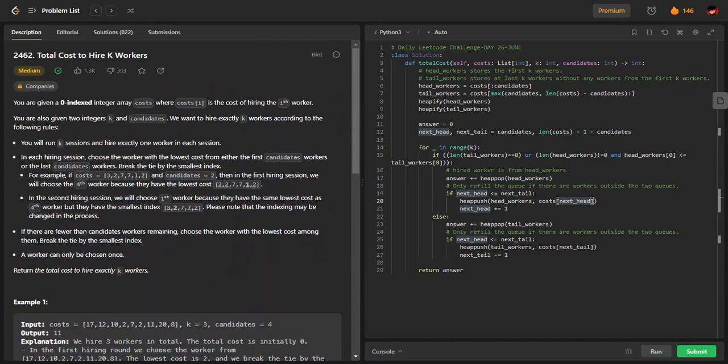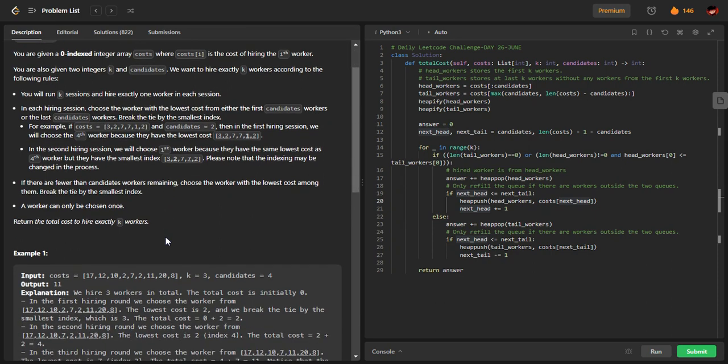So it's question 2462, Total Cost to Hire K Workers. K is the input given to us. Then there is something called candidates, which is also an integer, and there is an integer array called cost.